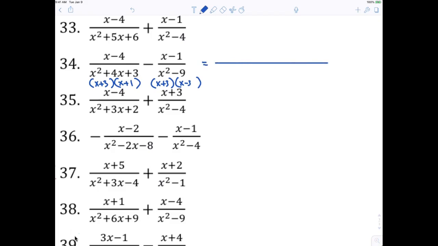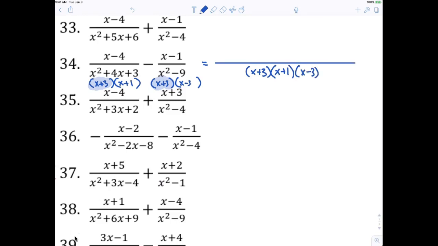Now the hard part. What is common? There is a common x plus 3, finally. Now, I didn't say what's the common denominator, I just said what's common. We've grabbed the x plus 3. Now, what's left? X plus 1 and x minus 3. So those have to be incorporated into the denominator, x plus 1 and x minus 3.